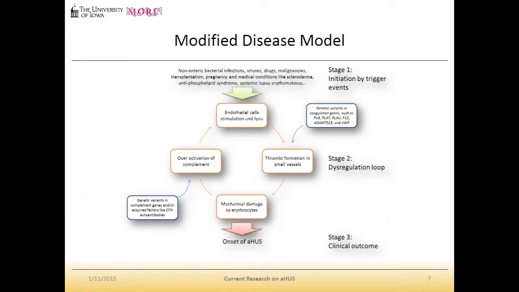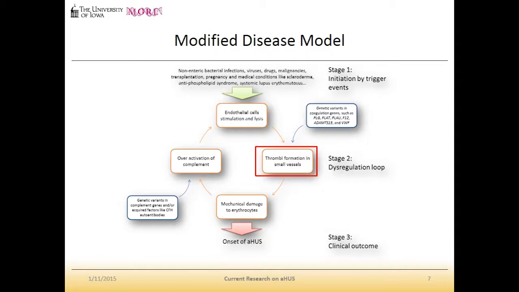Based on the results and other papers, I generated a modified disease model. It starts with the trigger events. The patients have genetic defects in their complement system, so their complement system is overactivated. It will damage the endothelial cells, or you can imagine it damaging the blood vessel wall. And the patients should also have some defects in their coagulation pathway. Together, they will generate a lot of thrombi, those blood clots that block the blood vessel.